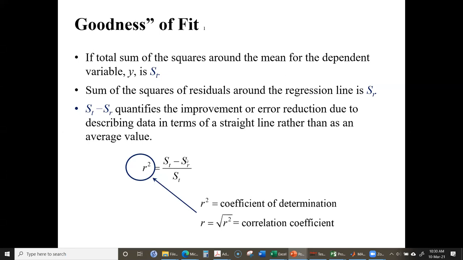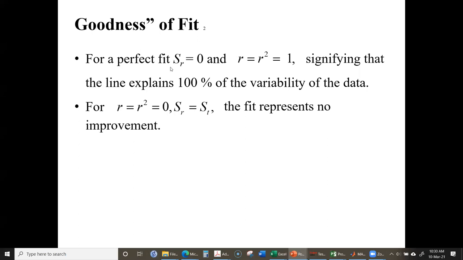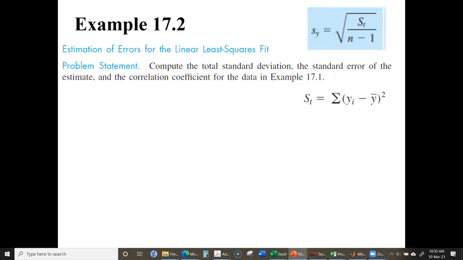So the greater the difference between them, the higher is the coefficient of determination, and the higher the coefficient of determination, the better the fit of the data to the regression line. So for a perfect fit, Sr would be zero, and then r square would be very nearly equal to one. And for Sr equal to St, the fit represents no improvement. That we can now see in this example.